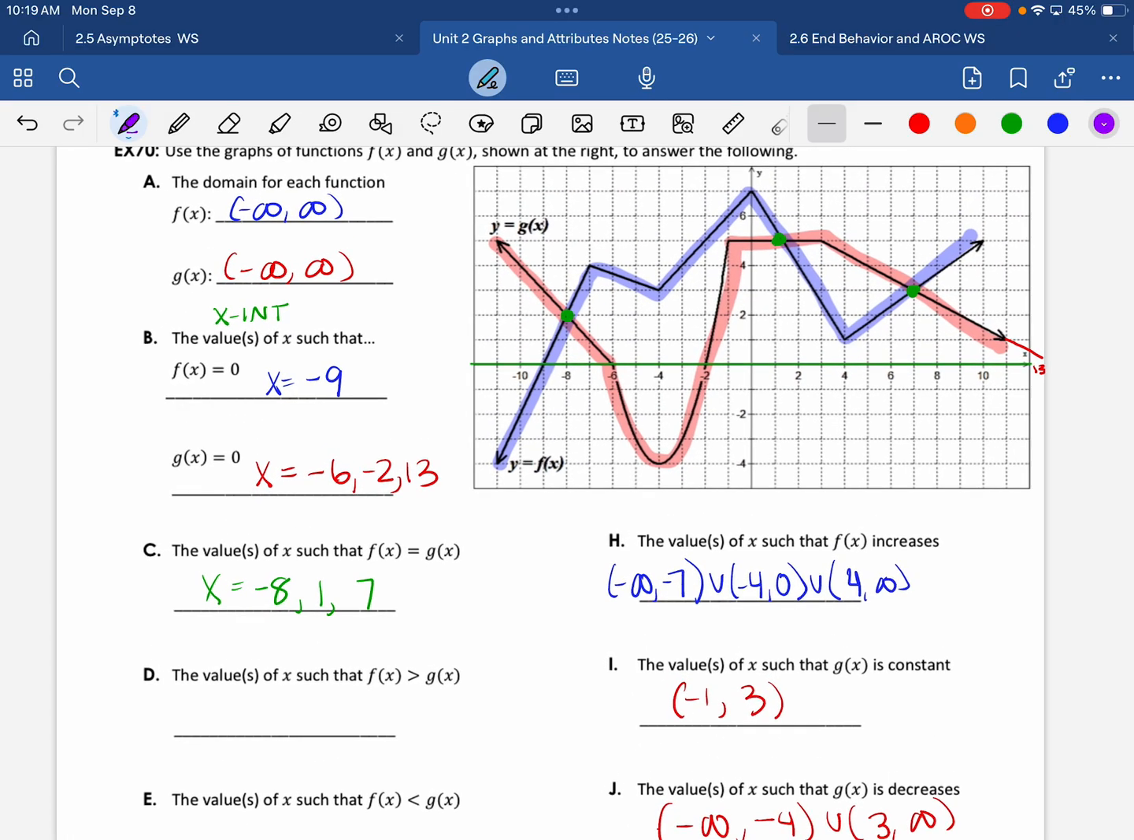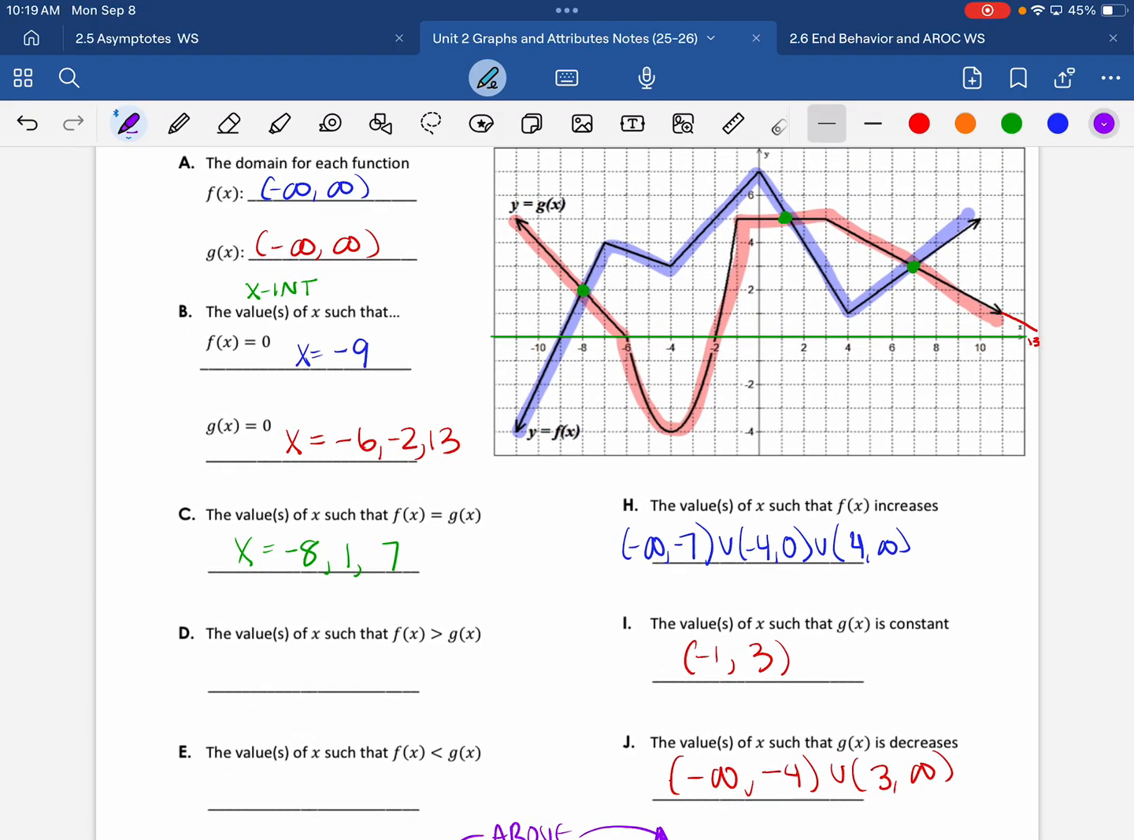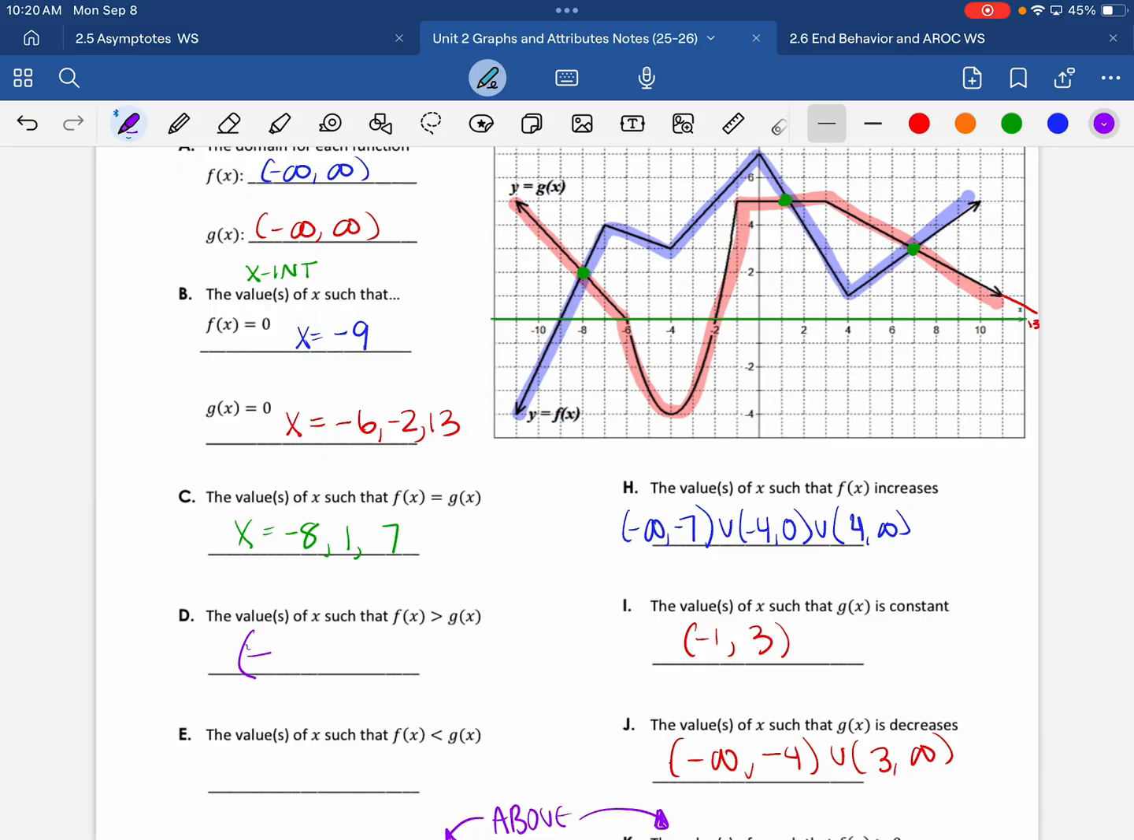All right, and then my last two questions are talking about when is f of x greater than g of x, or when is f of x less than g of x. So f is the blue function. When is the blue function on top of the red function? So does it start off on top? No. What number does it start being bigger? -8 all the way to what? 1. So we're going to say it is bigger from -8 to 1. And then there's another interval, at 7. So it also becomes bigger right here at 7, and then we're assuming to infinity.